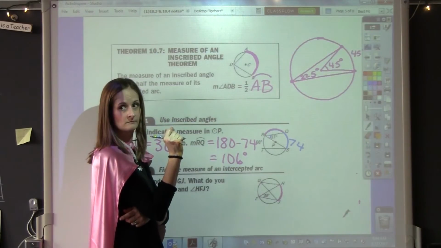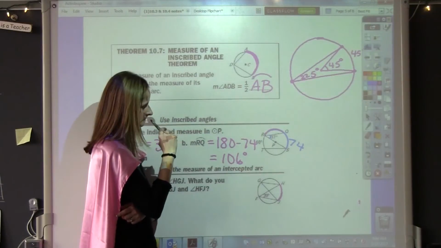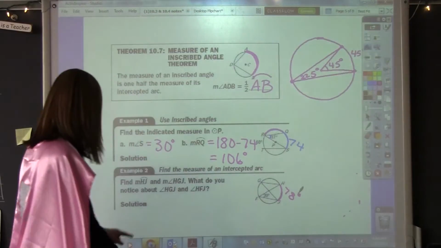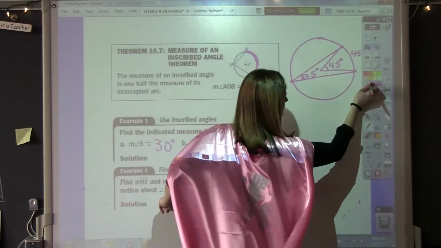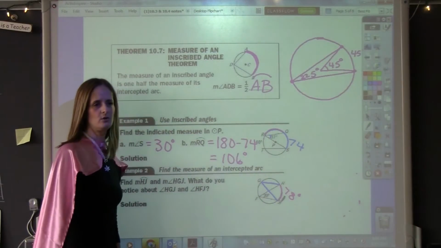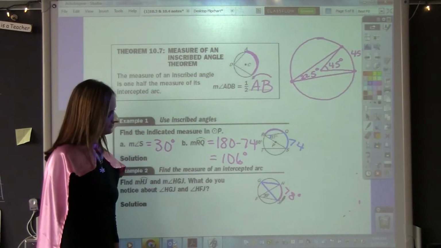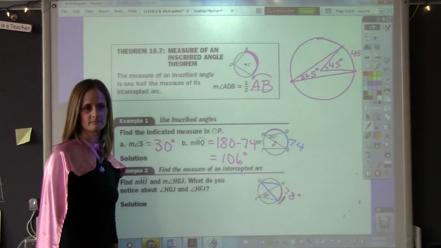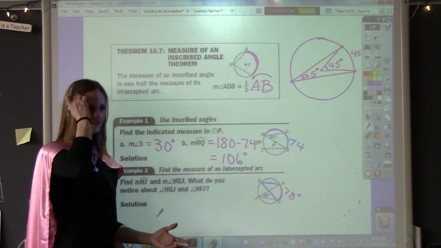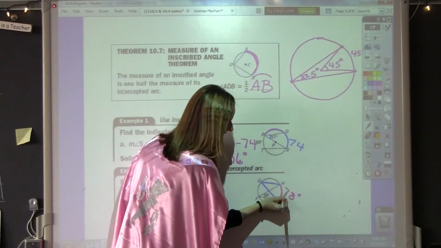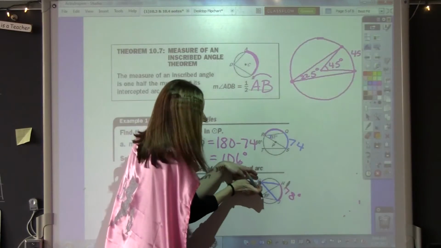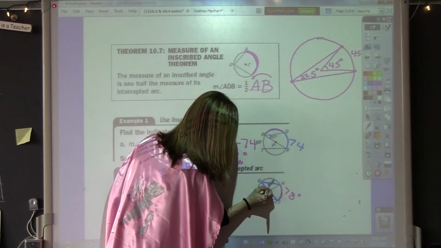78. Okay. And the measure of angle HGJ. How are we going to find the measure of that angle? It's 39 as well. How do you know that? Because this intercepted arc is the intercepted arc for this inscribed angle, but it's also the same intercepted arc for this angle. So this is going to be half of 78 as well.